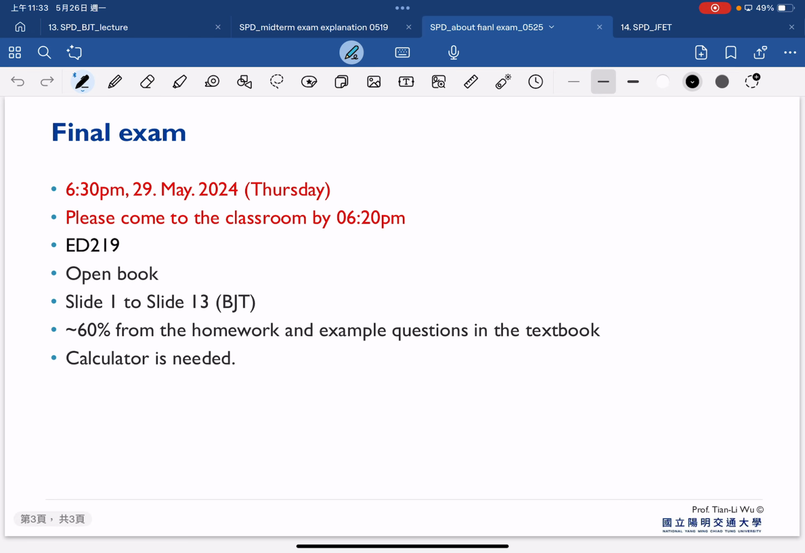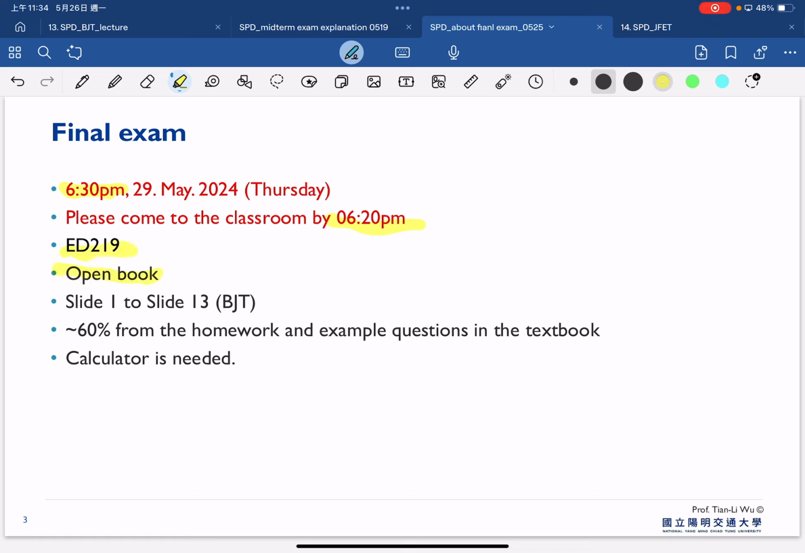Okay, and then this is some more detail. We will start the exam this Thursday at 6:30, and we will finish the exam at 8 p.m. Please come to the classroom by 6:20 p.m. The classroom will be the next one, not this one, because on Thursday evening there will be another class conflict. So I borrowed the next classroom.